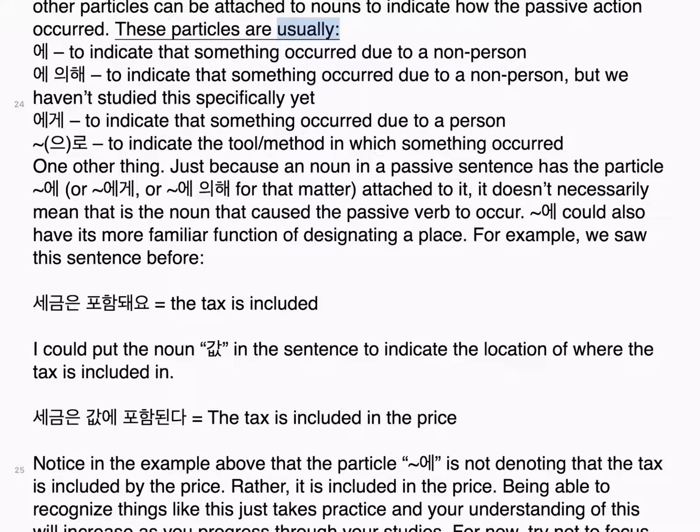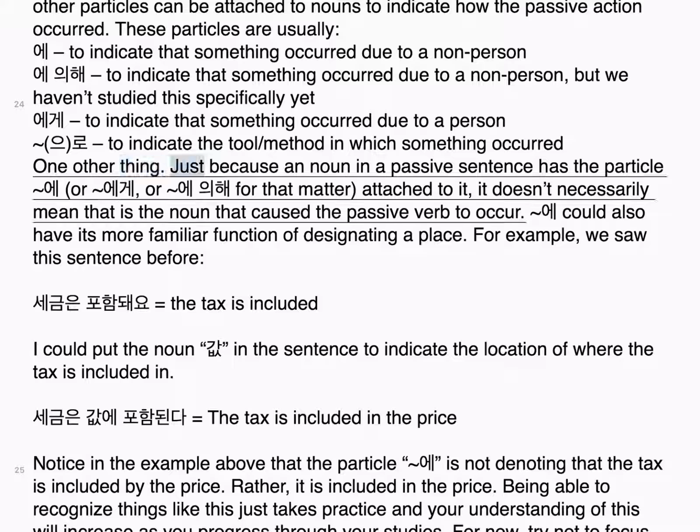These particles are usually 에, to indicate that something occurred due to a non-person; 에 의해, to indicate that something occurred due to a non-person, but we haven't studied this specifically yet; 에게, to indicate that something occurred due to a person; 으로, to indicate the tool or method in which something occurred.